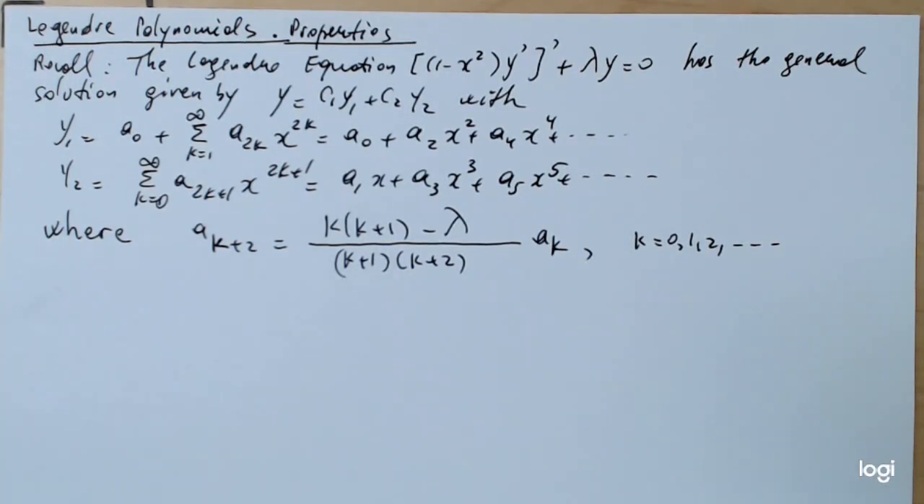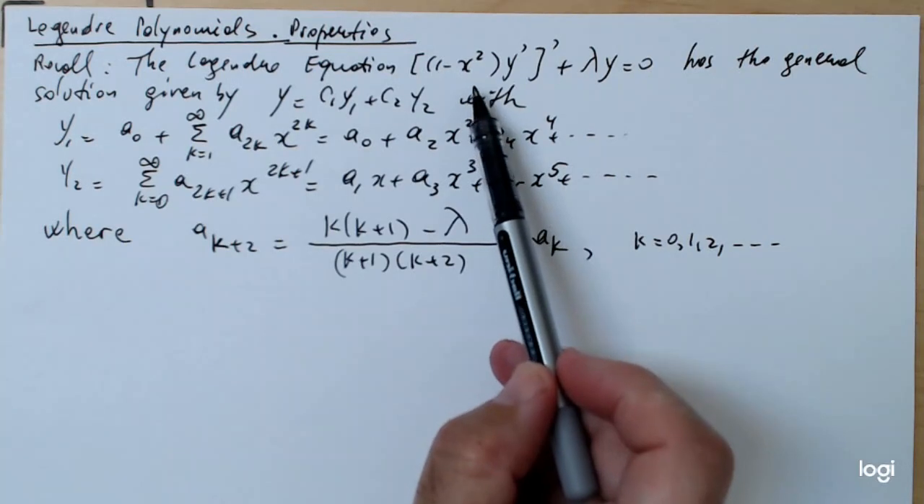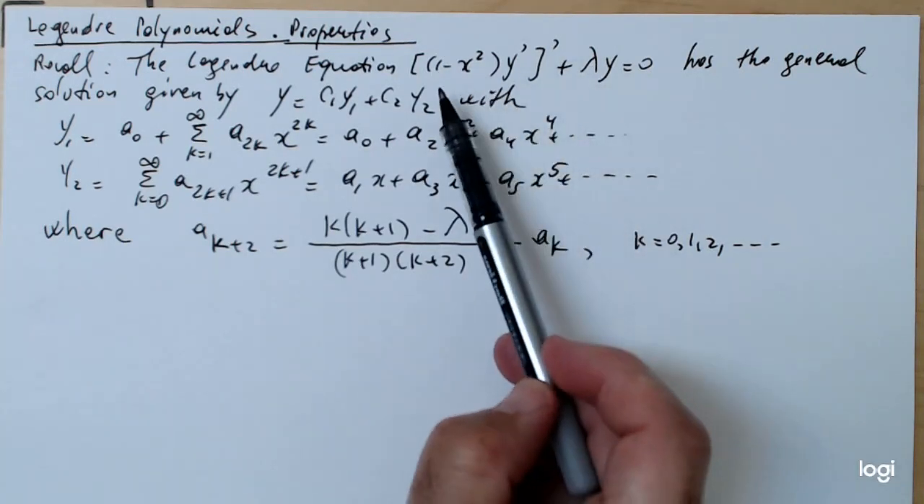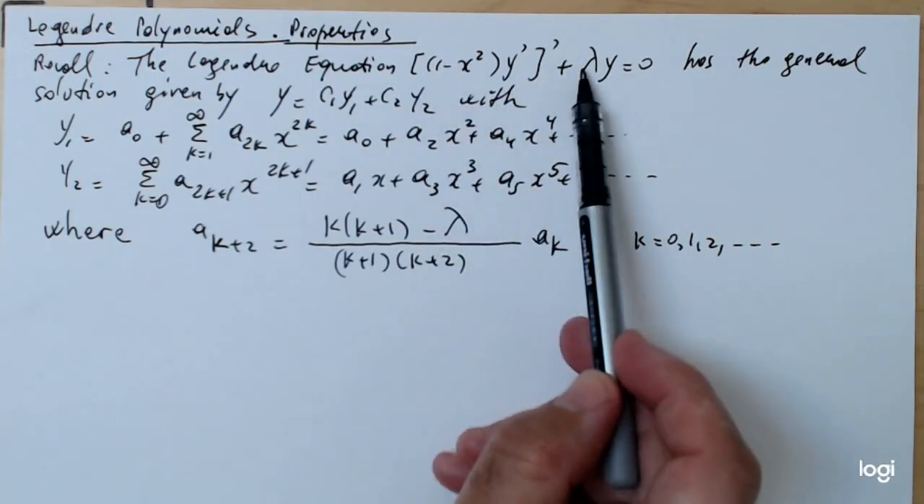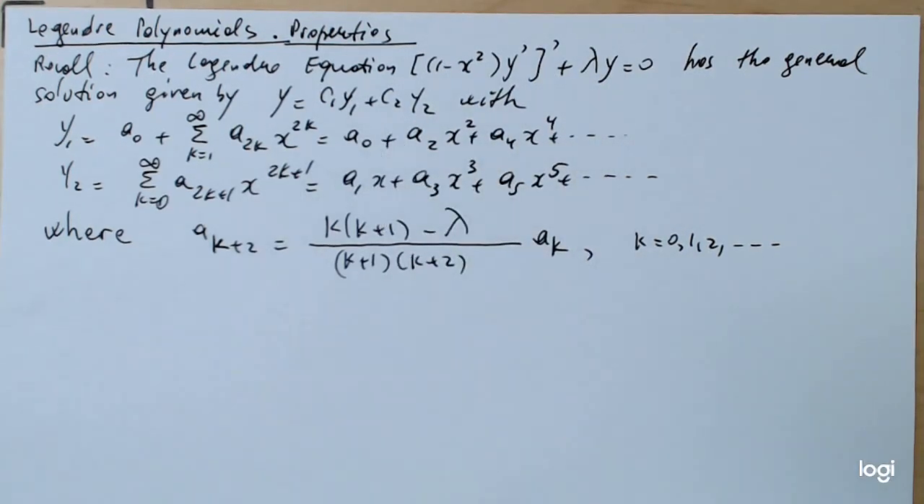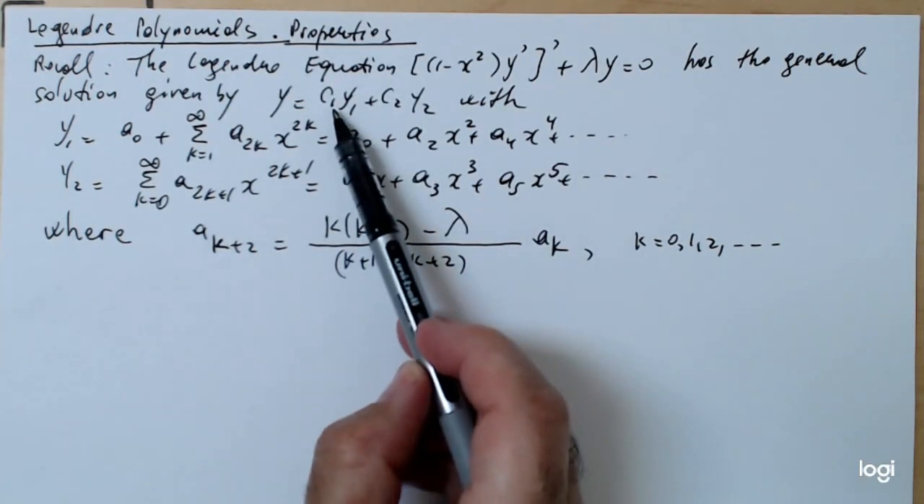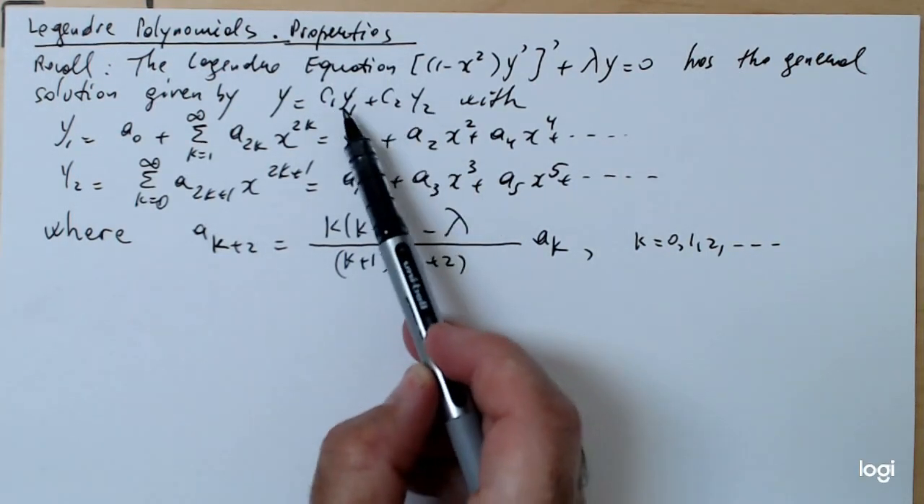We showed that some boundary value problems, namely those in spherical coordinates, lead to the Legendre equation. So it leads to a Sturm-Liouville problem which can be reduced to this second order ODE in this form, also known as the Legendre equation. And we showed that the general solution of this equation can be given by this linear combination of two functions in a series form.